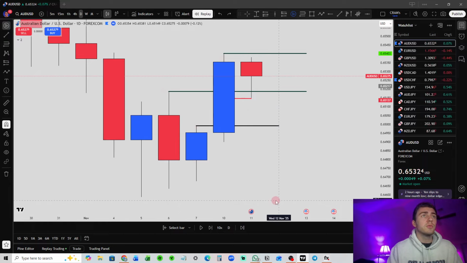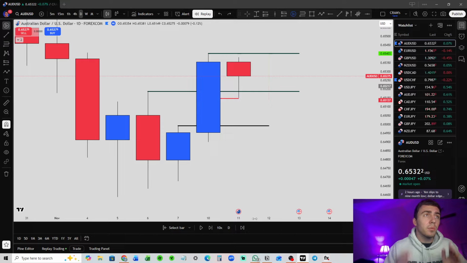Super important to just pay attention to what is the most recent candle closure. The most recent candle closure on AUD/USD is an upward candle close, and it closed beyond these two candles. So these are our two points of interest. This is our direction. We're looking for buys, and that's exactly how it's set up.